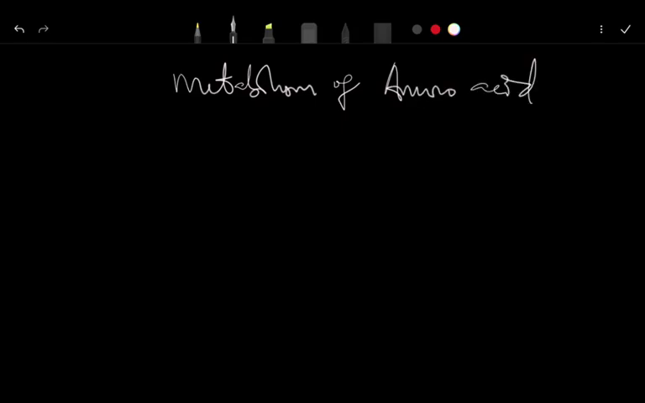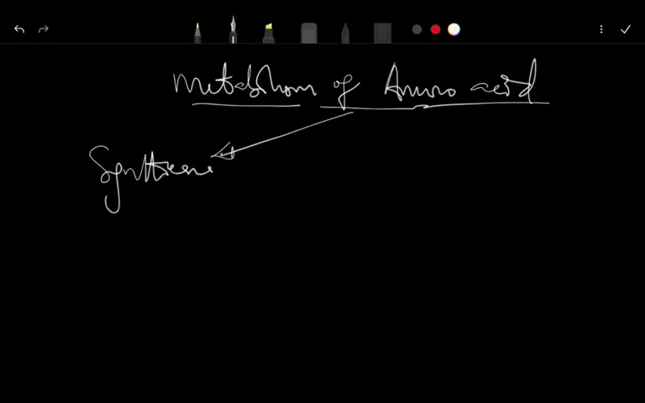Alright, so today we talk about metabolism of amino acid. Now, when we talk about metabolism of amino acid, there are two things involved. Either you want to do the synthesis of amino acid, or you want to do the breakdown. When we talk about synthesis, it means you want to produce amino acid. When we talk about breakdown, we're talking about catabolism, you want to break them down.